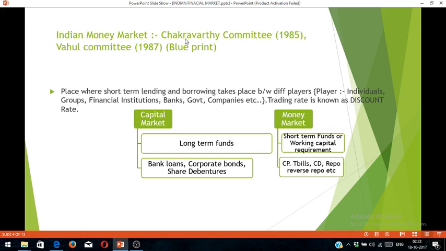First, the concept of the Indian money market was initiated by the Chakravarty Committee in 1985, but further in 1987, the Vaghul Committee gave the blueprint of this Indian money market. These are the places where short-term lending and borrowing takes place between different players. If you talk about the money market, there are different players in the game. These players may be individuals, groups, financial institutions, banks, government companies, and so on. So these are the main players who play the game of the money market by investing or by taking money from this market.